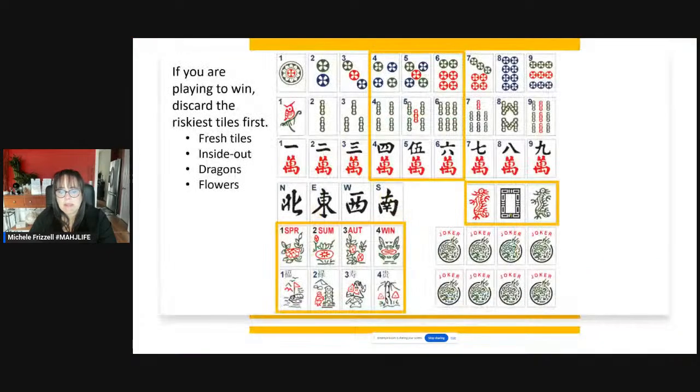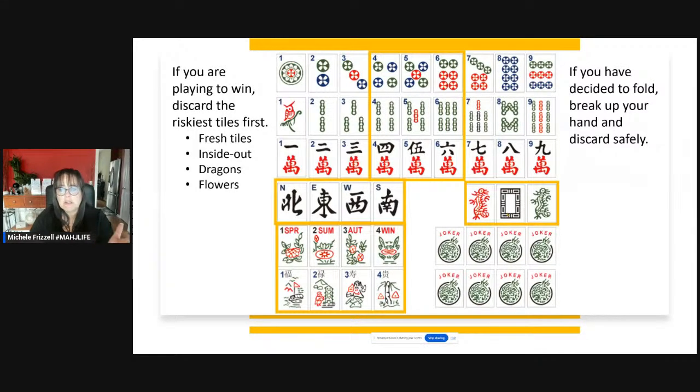So during the end game, you want to be very careful and decide if you're going to play to win or fold and break up your hand. If you decide to play to win, you want to discard the unseen tiles first, because those are going to increase in risk. And you want to discard from the inside out, because those are going to be riskier. Dragons and flowers too. And this is if you're playing to win. But if you decide to fold, you're going to do the opposite. You're going to break up your hand and discard as safely as possible. Typically by this point of the game, it'll be from the outside in.